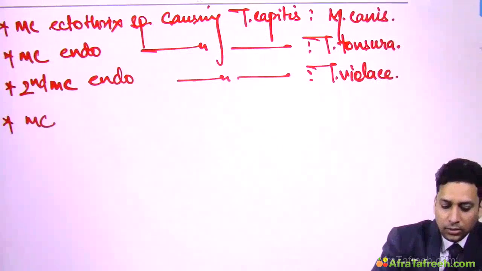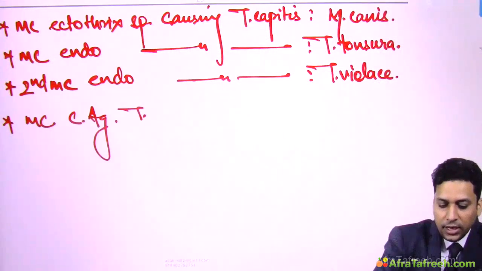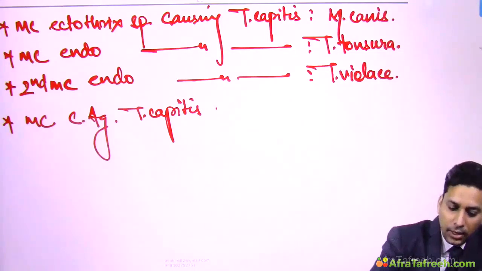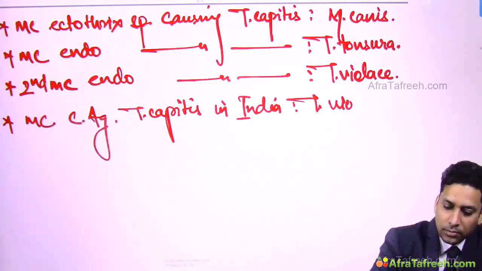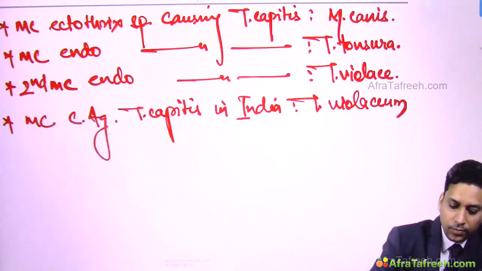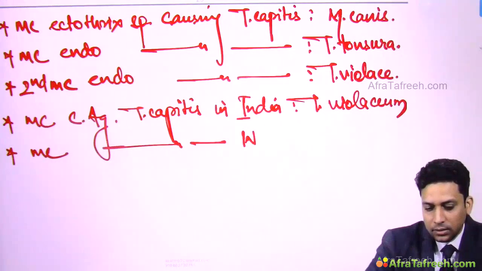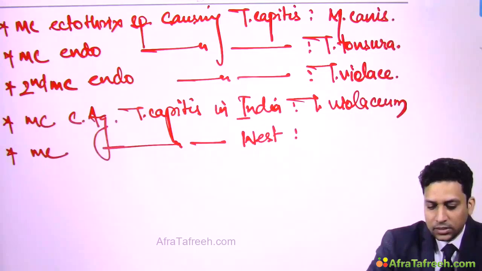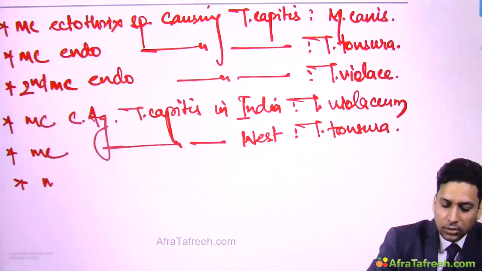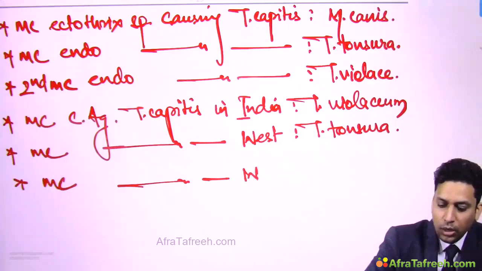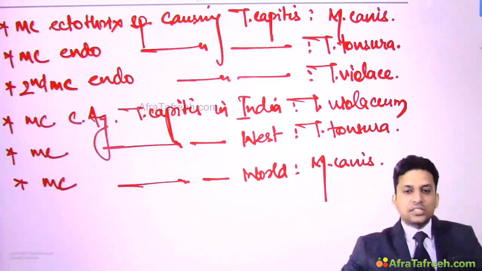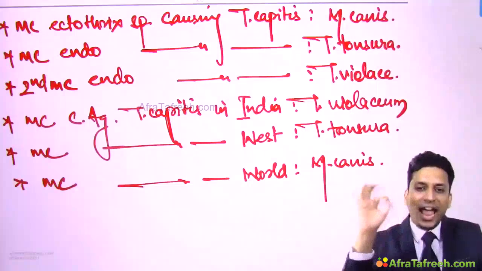Which is the most common causative agent for tinea capitis in India? Trichophyton violaceum. Which is the most common causative agent causing tinea capitis in Western countries? Tonsurans. Which is the most common causative agent causing tinea capitis around the world? Microsporum canis.